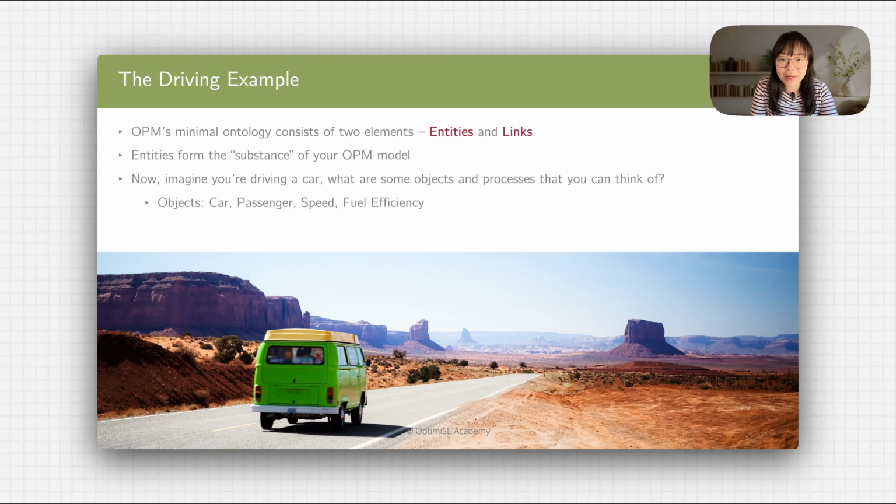Okay, so for me, I can definitely think of the car, which is a physical object, and actually passengers as well, they are also regarded as objects in OPM. You might think that it's quite rude to say a passenger is an object, but you'll see later on throughout this chapter why we've made this simplification in OpCloud and consider passengers and actually speed and fuel efficiency, which are intangible concepts as well as objects.